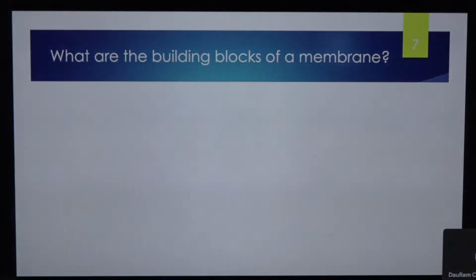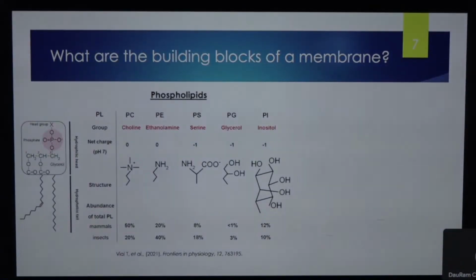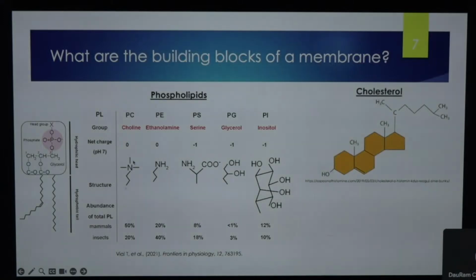And so before we get into all that, though, just a refresher on what the building blocks of membranes are, in case there are some of you in the audience who are unfamiliar, as well as others who would like a little refresher. So the three main parts of a membrane are phospholipids. These include phosphatidylcholine, ethanolamine, serine, glycerol, and inositol. These are just a phospholipid head group with a lipid tail.